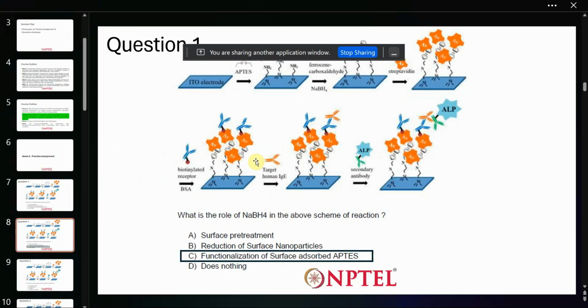Okay, so the answer is C. It is basically functionalizing the surface adsorbed aptase. So basically, it is reacting with the amine groups in aptase, and it is then allowing the ferrocene carboxaldehyde to react with the amine groups, so that it can get a suitable site for streptavidin. So the answer is answer C.